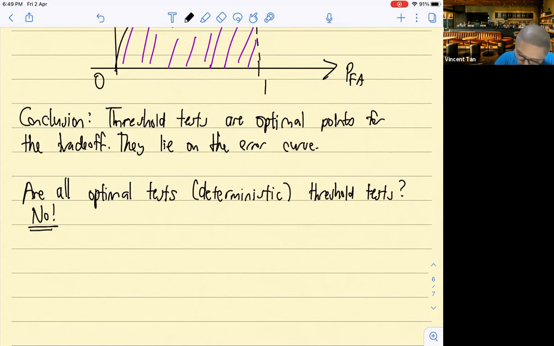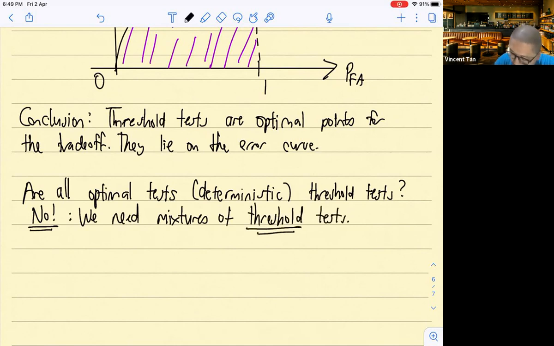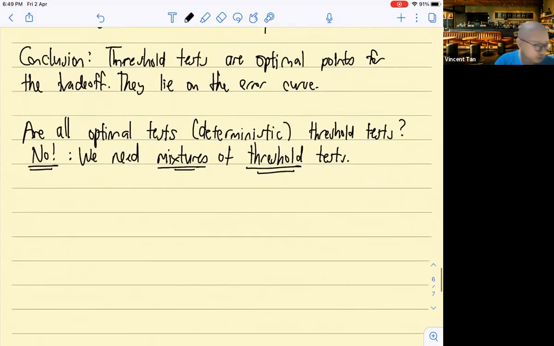Okay, we need mixtures of threshold tests. As the next example shows, we need mixtures of threshold tests. So I will try to describe what are mixtures of threshold tests, okay, through an example.